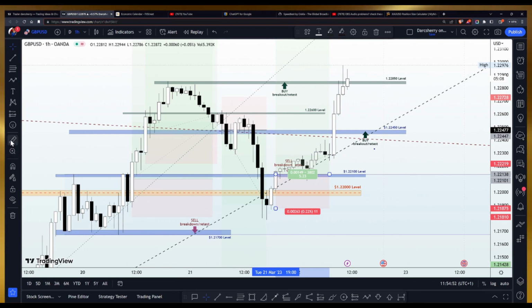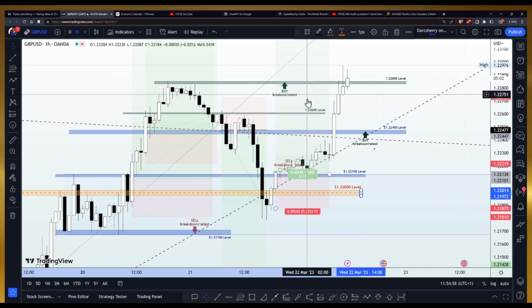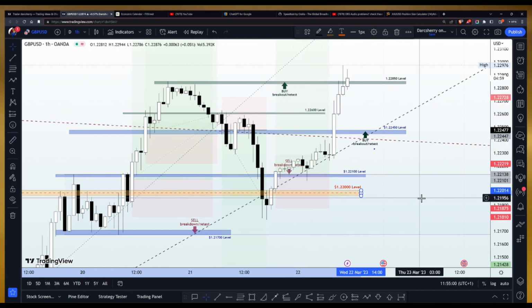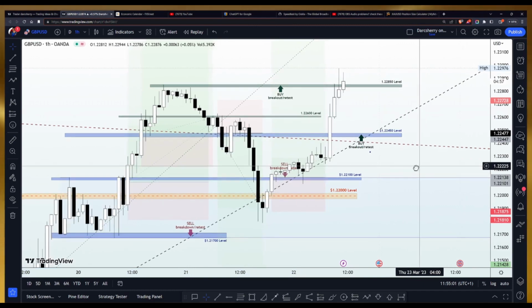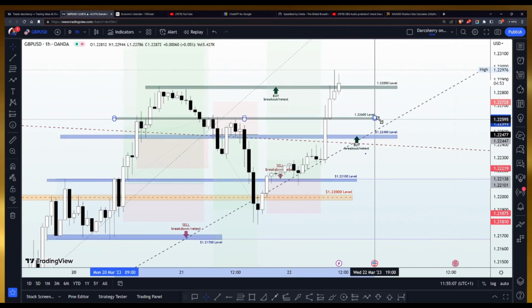And if you had bought it from the 1.2200 level here, you will be running with about 80 to 90 pips in profit at this particular point in time. So what you want to be doing right now is to secure the current position. So well done guys for being on standby to have caught that move.